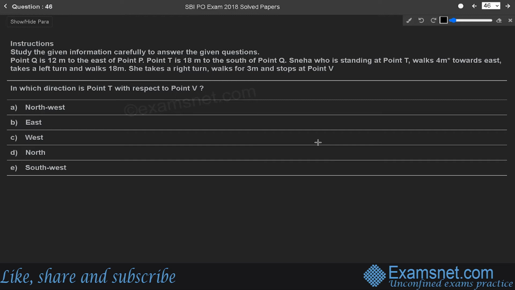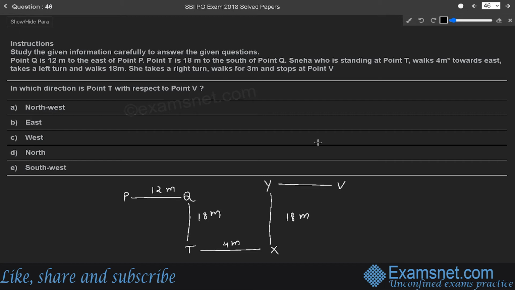So according to all the given information here, the required diagram will be in this way. Here the distance is 12 meter. From Q to T, the distance is 18 meter. From T to X, the distance is 4 meter. Again, from X to Y, the distance is 18 meter. And from Y to V, the distance is 3 meter.